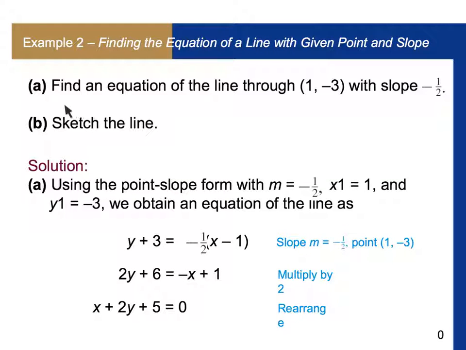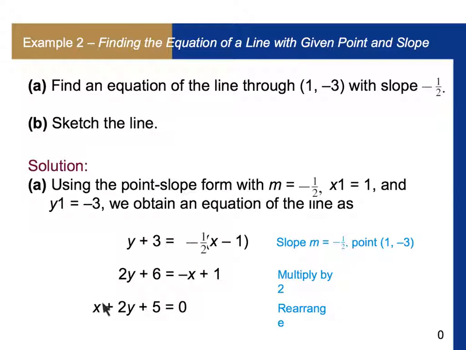Okay, so here's an example. We want to find an equation of the line through (1, -3) and a slope of -1/2. So we just use that point-slope form. Okay, so we have y minus y1 equals m times x minus x1. Okay, so our y1 is -3, so y minus y1 is y plus 3. And then x1 is 1. So we're going to take x minus 1, and there's our slope. So there's our point-slope form.